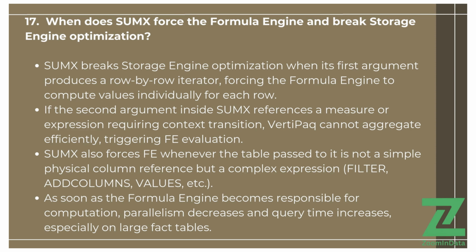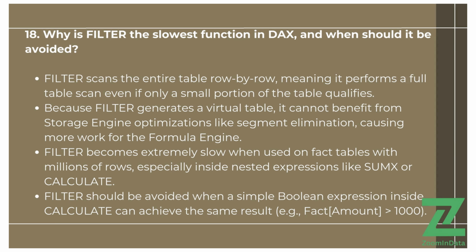tables. 18th question. Why is filter the slowest function in DAX, and when should it be avoided? Filter scans the entire table row by row, meaning it performs a full table scan even if only a small portion of the table qualifies.